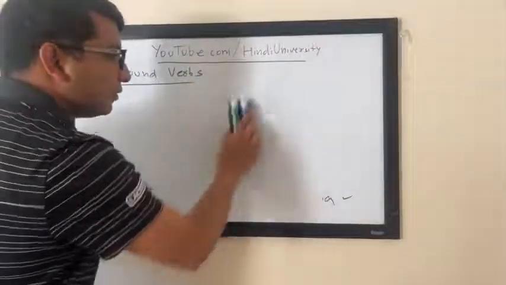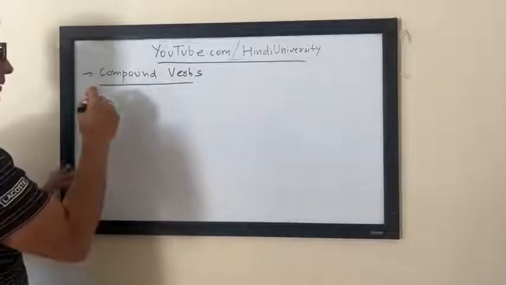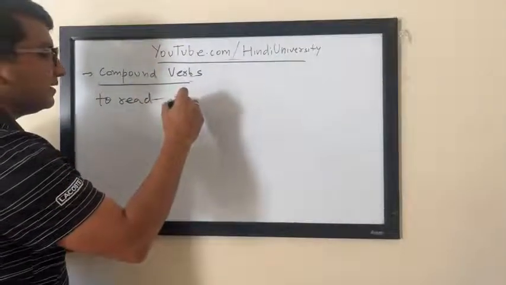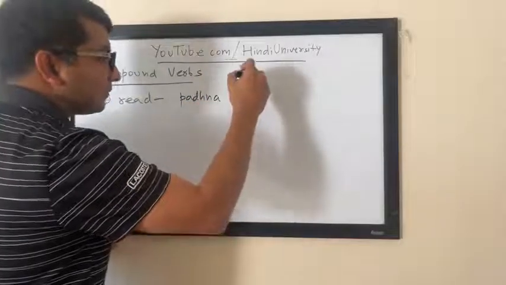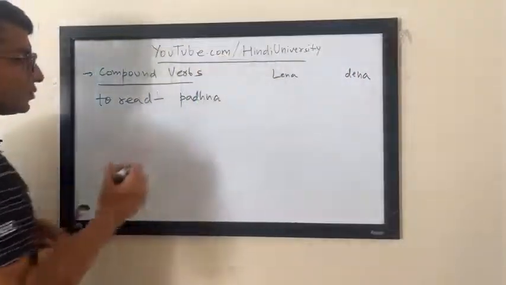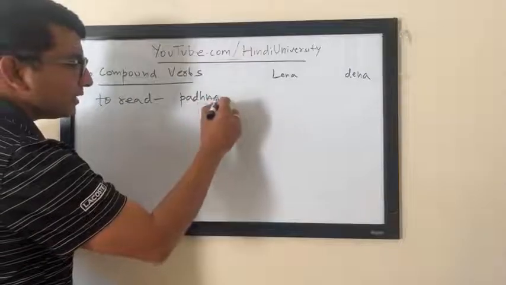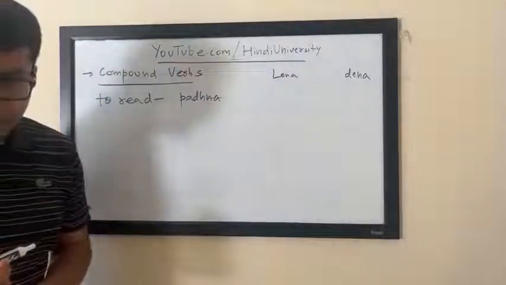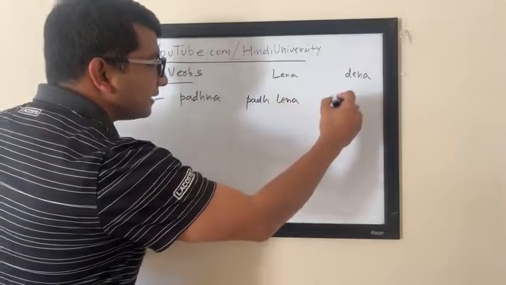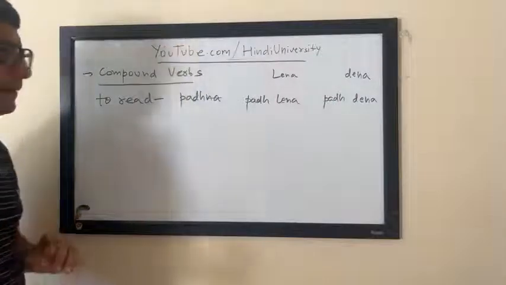So with that, I'm going to do a quick recap of an example that we did in the previous class. If you remember, we started with a word called to read. And to read, Aneska ji, is? Padna. Very good. So I'm going to have Lena here and Dena here. When you're using two verbs together, when I'm using Padna and Lena together, I will remove the na and put these two verbs. In the infinitive form, it would be Pad Lena, and in the infinitive form, it would be Pad Dena.